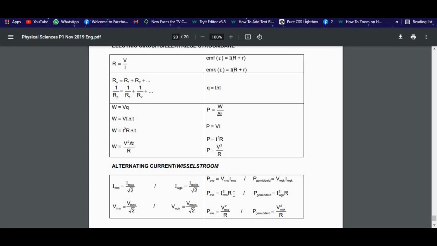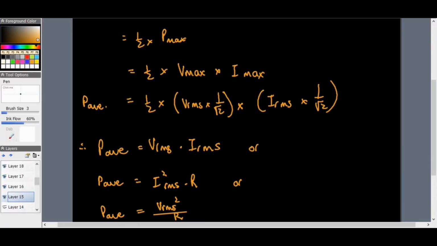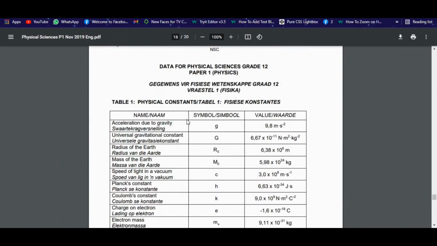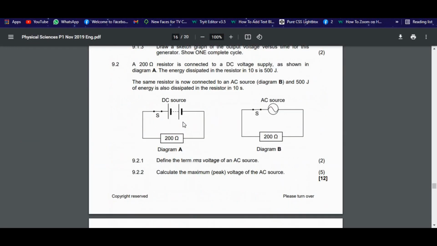So that's how we can work out the average power of an AC generator, or of a DC generator as well, by just replacing everything here with RMS values. So for example, in the question above, question 9.2, we had a 200 ohm resistor connected to a DC voltage supply as shown in diagram A. They told us the energy dissipated in 10 seconds is 500 joules. The same resistor is connected to an AC source, and 500 joules of energy also dissipates in 10 seconds.